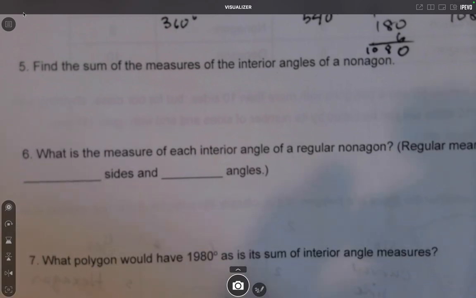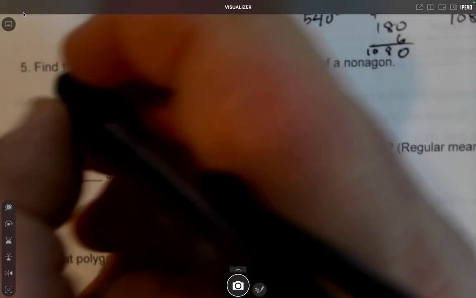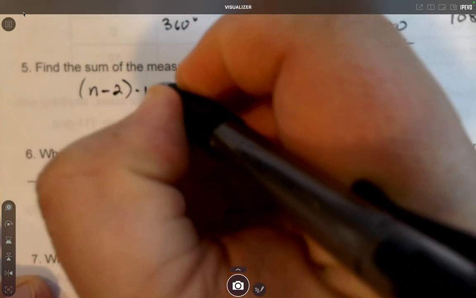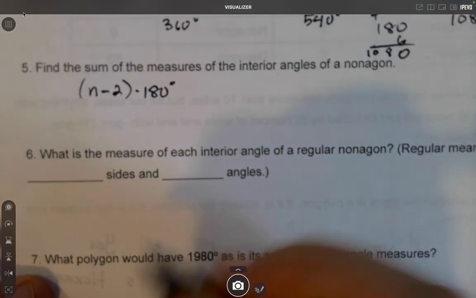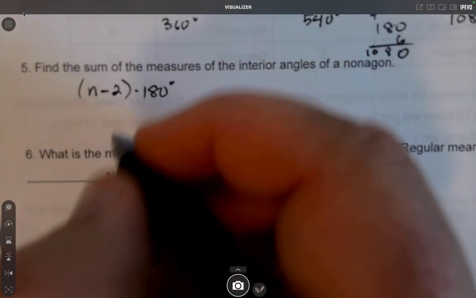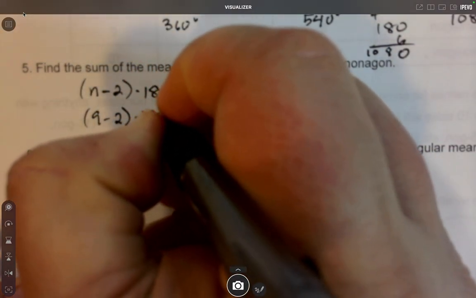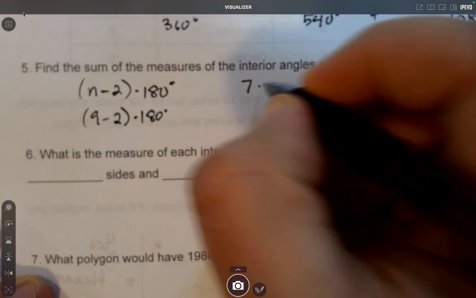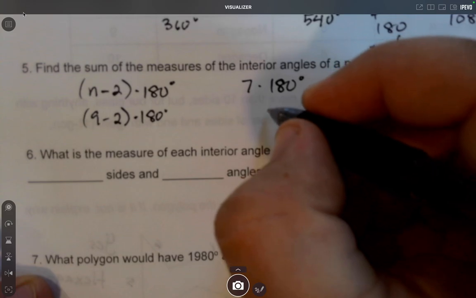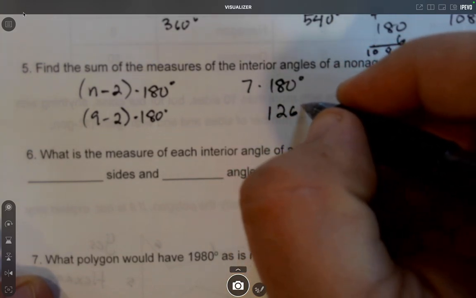So let's use this formula to figure out the sum of the measures of the interior angles of a nonagon. You need to put this formula in your head: n minus 2 times 180. n is the number of sides the shape has. A nonagon has 9 sides, so I'd plug in 9 for n. 9 minus 2 is 7. 7 times 180 is 1,260 degrees.